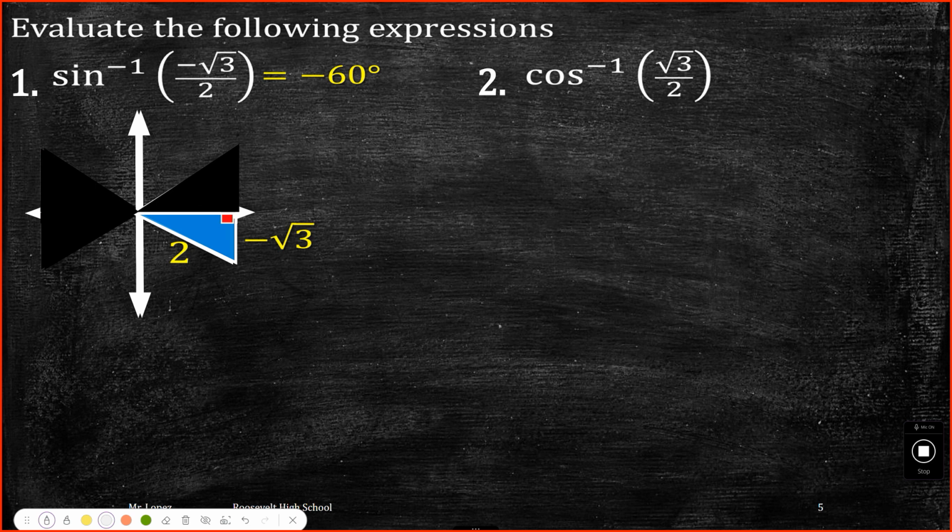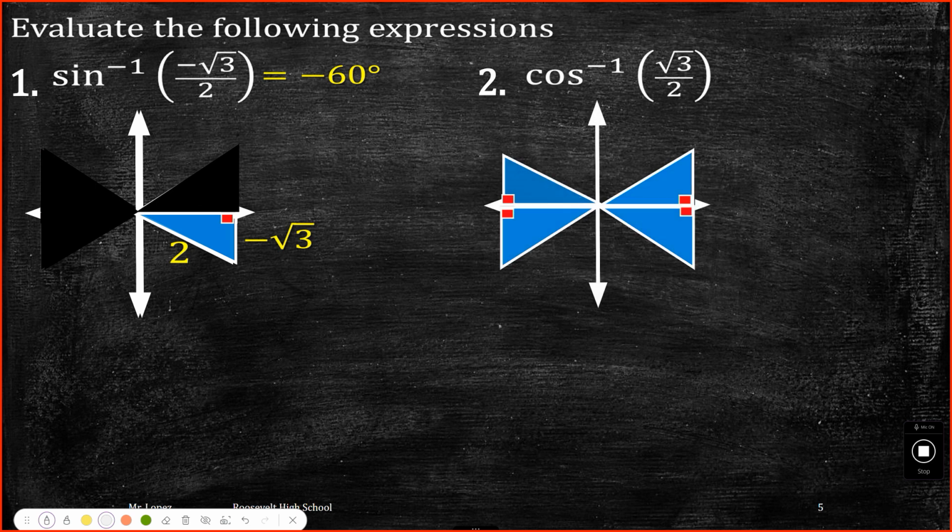So draw a bow tie. Where's the solution for cosine found? Cosine inverse. Cosine is for what? Top, isn't it? Top. So you're looking at the top. Left or right? To the right, because it's positive. So it's going to be the right one.